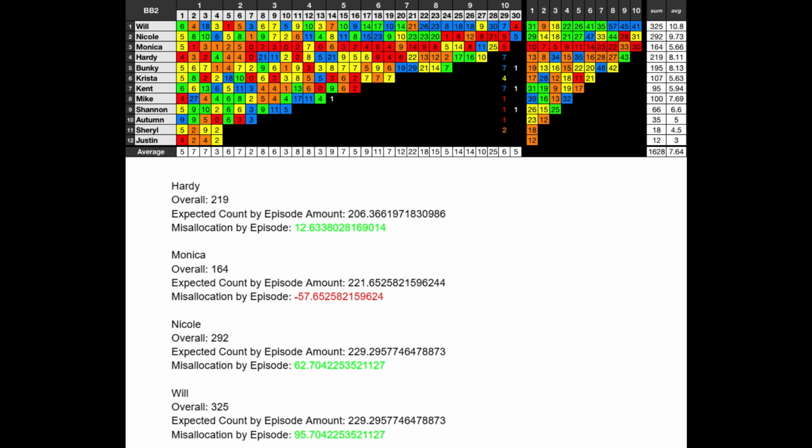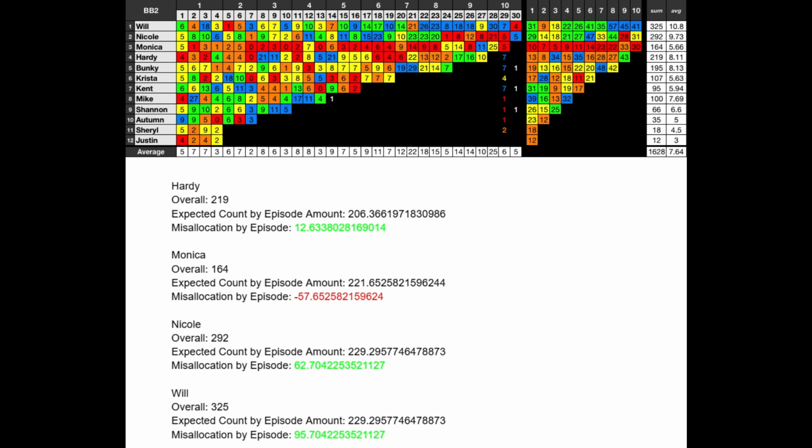Hardy has an overall diary room count of 219, and the expected count by episode amount pertaining to the amount he lasted in is 206.36. This means that he has a misallocation amount of 12.63 confessionals. So he's a bit over the average or perfect amount. So he's a bit over edited pertaining to his confessionals, but it's not a big deal.